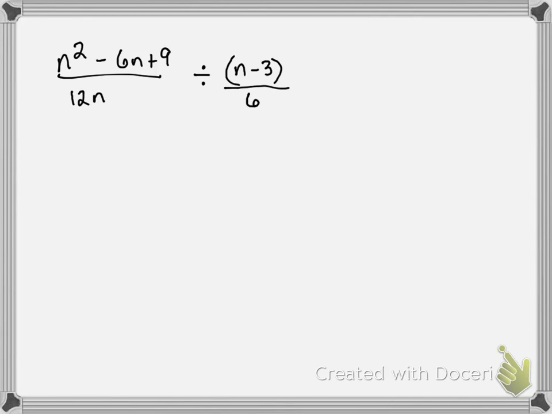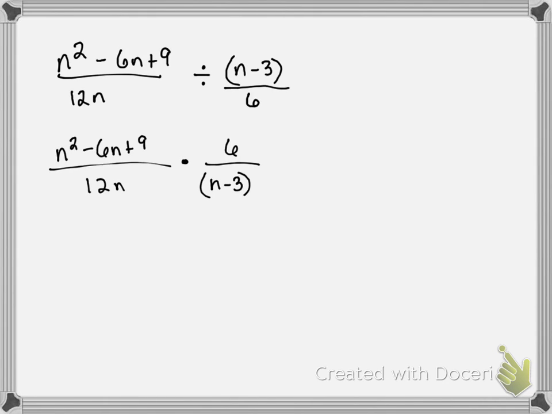Okay, let's look at this next one. So n squared minus 6n plus 9 over 12n, divided by n minus 3 over 6. Again, we're going to keep this first one over 12n, multiply instead of divide, and then flip our second fraction. What I need to do is factor the top of this first thing. What is that going to factor to? What are the factors of positive 9 that will add to give you negative 6? That's going to be n minus 3 and another n minus 3.